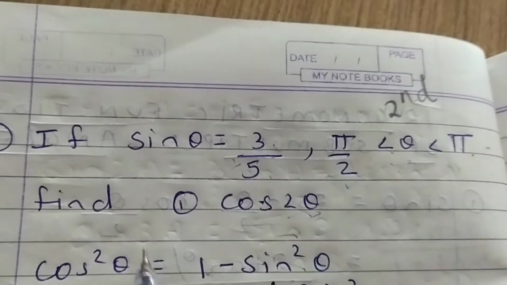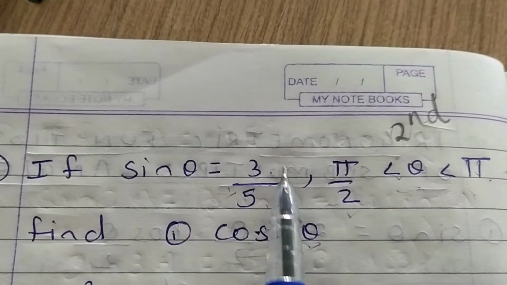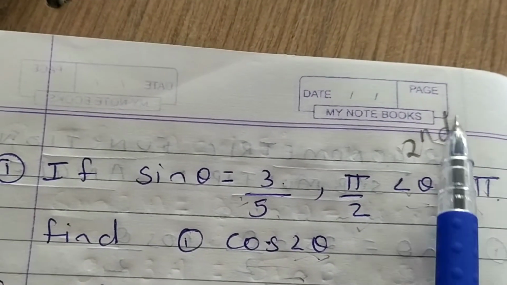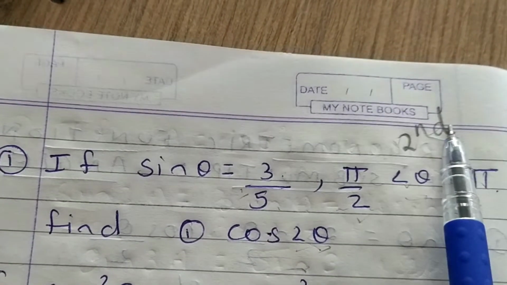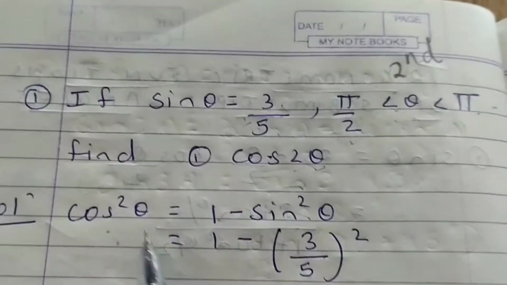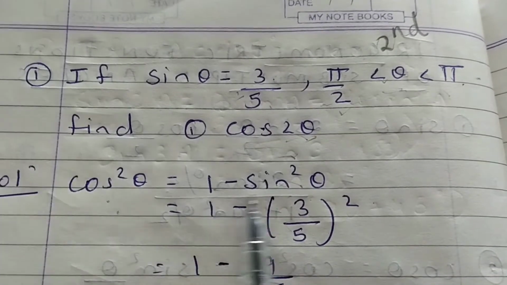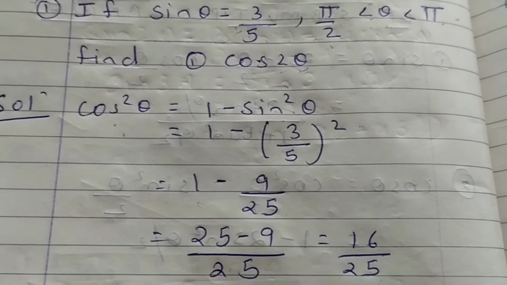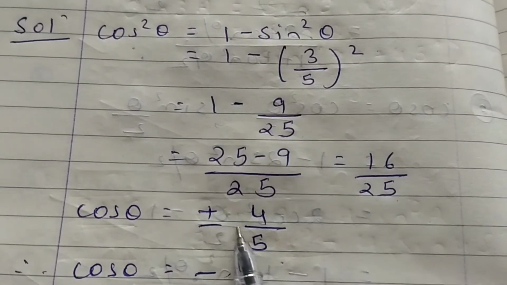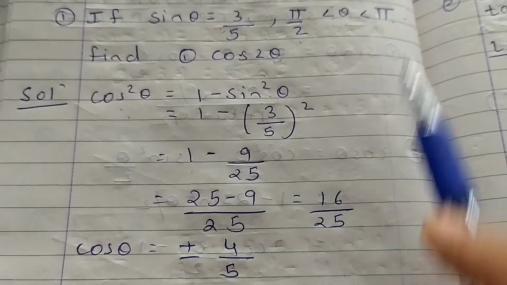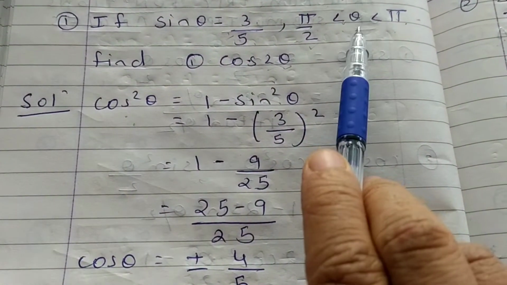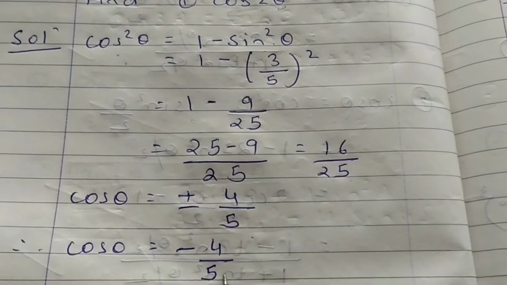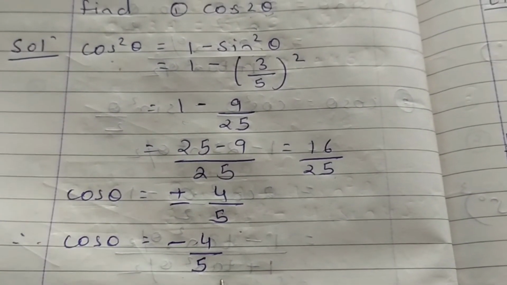Now let us take one example. Sin theta is 3 upon 5, where pi by 2 is less than theta is less than pi. So it is very clear that your theta is lying in the second quadrant, and we have to find cos 2 theta. We know that cos square theta is equal to 1 minus sin square theta. We substitute the value of sin theta. So taking square root, we get cos theta is plus or minus 4 upon 5. But it is very clearly mentioned that your theta lies in the second quadrant, and in the second quadrant cos is negative. So we get cos theta is minus 4 upon 5.